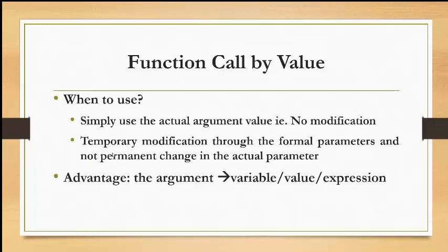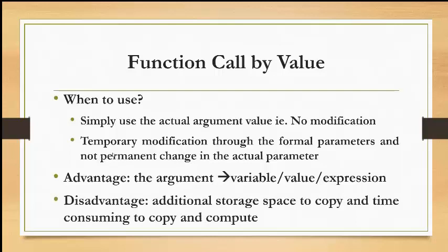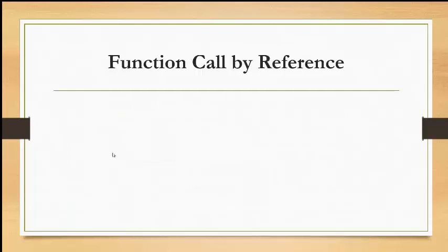So what is the disadvantage of function call by value? The disadvantage is that it takes a copy, so it takes additional storage space to copy the particular value, and it takes additional time to compute the particular logical task. So this is one of the disadvantages when you go for the function call by value. To avoid this, we go for the call by reference.